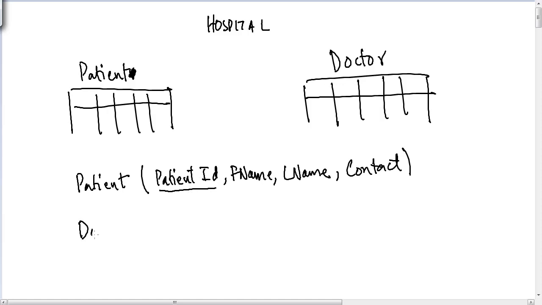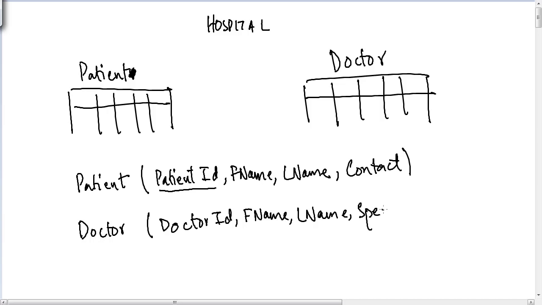Likewise, the doctor table includes the doctor ID, his first name, his last name, and his specialty, whether he's a cardiologist, a pediatrician, or what field he specializes in. And in the doctor table, the doctor ID is the primary key, and we've shown that by underlining the doctor ID. So now that we have these two tables in our database, how can we link them together?